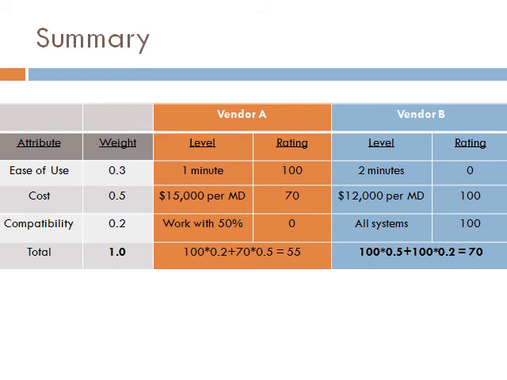This table shows the summary of the data for the attributes, the weights, the levels of each vendor and its rating. As found after computation from the previous slide, vendor B is the recommended selection.